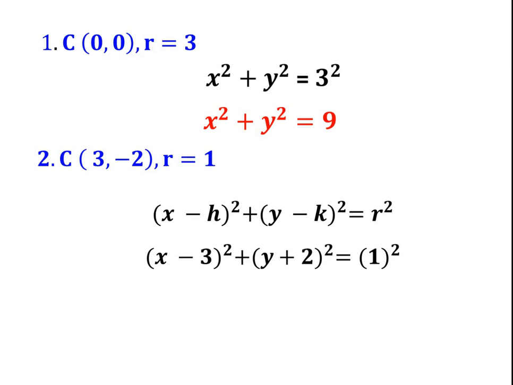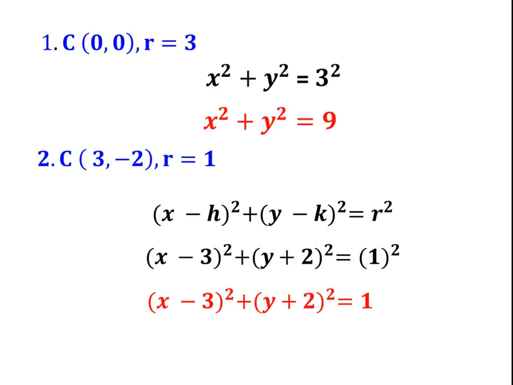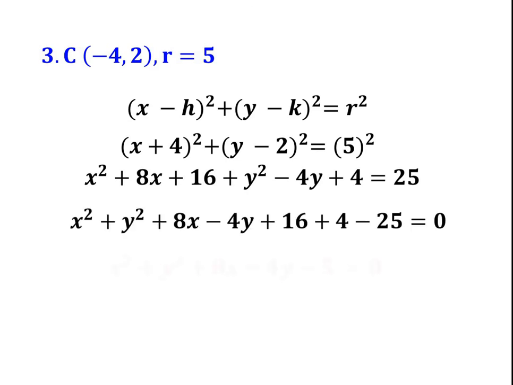Simplify further, and by squaring the binomial, we have the square of x minus 3 plus the square of y plus 2 equals 1. Okay, for the last one, we have center at negative 4, 2, and the radius is 5. We simply first use the standard form, the square of x minus h plus the square of y minus k equals r squared. Substituting, it will become x plus 4 squared plus y minus 2 squared equals 5 squared.